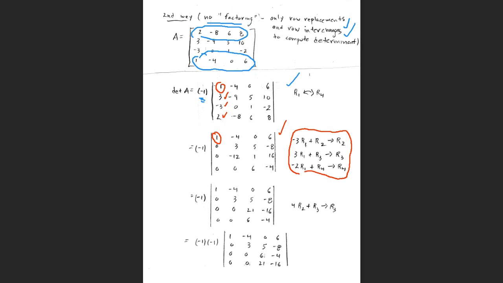All right, and next we're going to use the 3 as a pivot to produce a 0 where that -12 is. So 4 times row 2 plus row 3, put the result in row 3. Again, that's another application of the row operation that goes with theorem 3 property A. And so the determinant doesn't change.